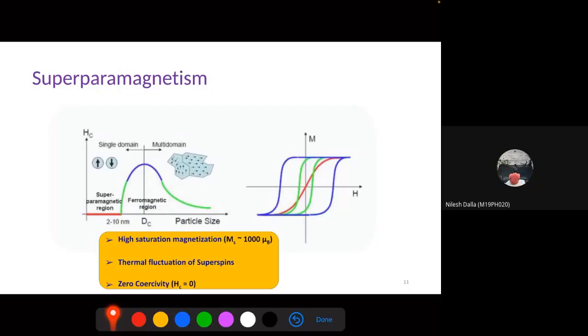In a paramagnetic case, the spins which are undergoing the thermal fluctuation are typically maybe 1 mu Bohr or a few mu Bohr. If we are talking about electrons, 1 mu Bohr is the magnetic moment that is fluctuating due to the temperature, your thermal energy. But here you have this huge magnetic moment which is fluctuating, and that is why it is called a superparamagnet.